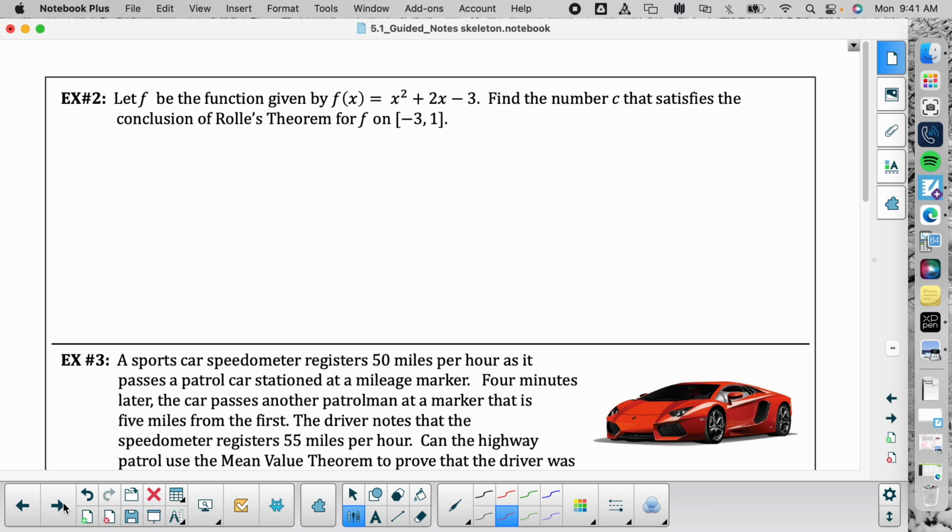So we're given a quadratic function, x squared plus 2x minus 3. It says find the number c that satisfies the conclusion of Rolle's theorem. First thing we need, whether it's mean value theorem or Rolle's theorem, is it has to be continuous and differentiable.